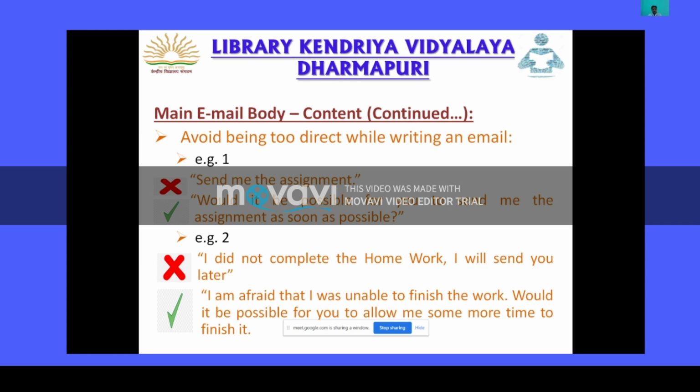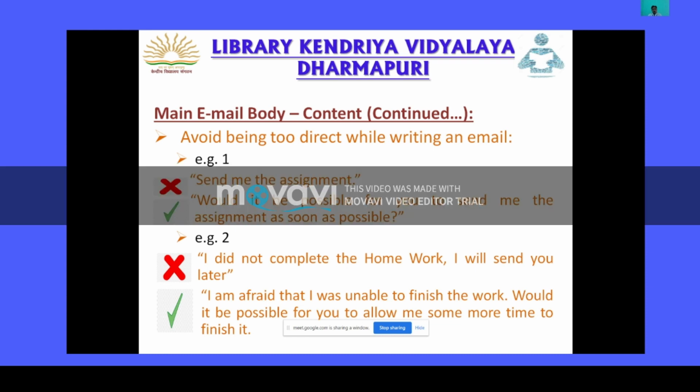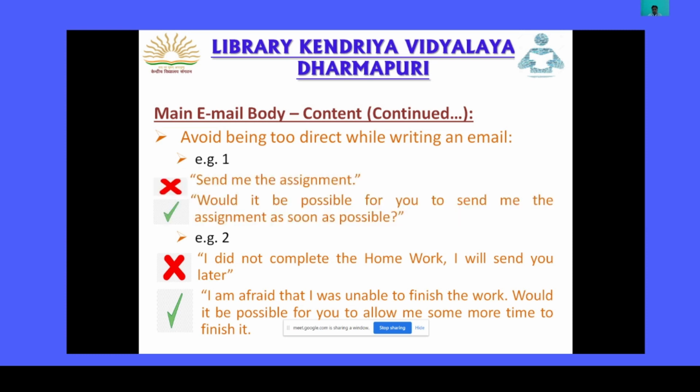So I have written one or two examples of these. Sometimes we write, "Send me the assignment." Like, if you want an assignment that you have missed from your teacher, you are sending an email to the teacher. Even on WhatsApp, you should not use this kind of sentence. Instead of "Send me the assignment," you must use, "Would it be possible for you to send me the assignment as soon as possible?"